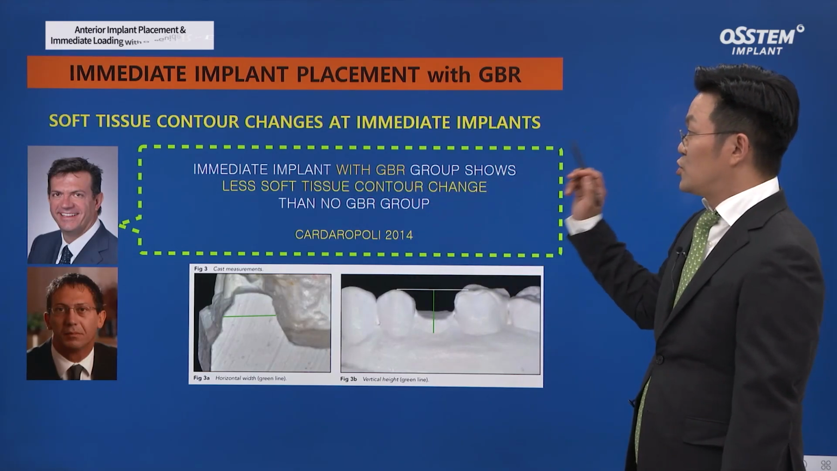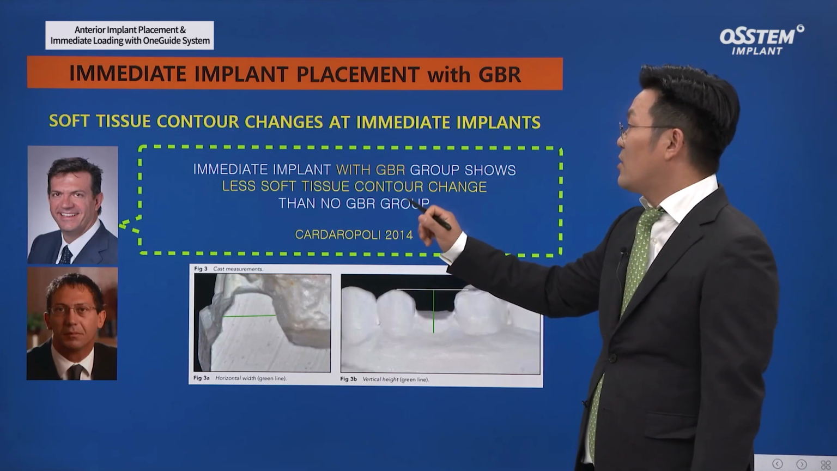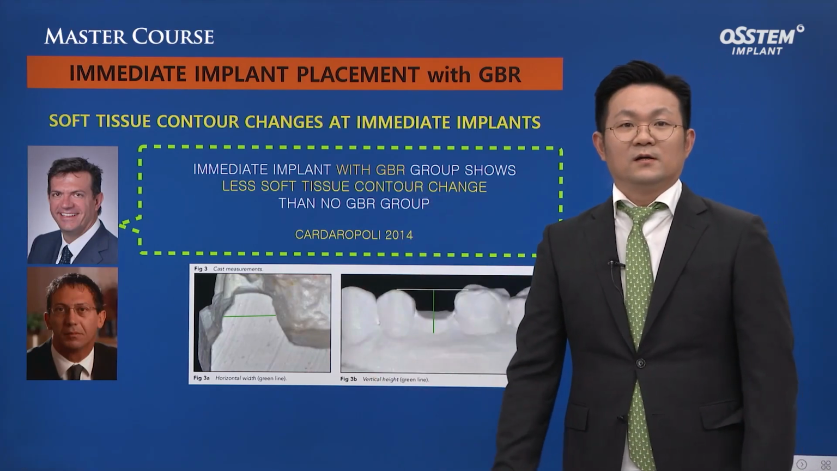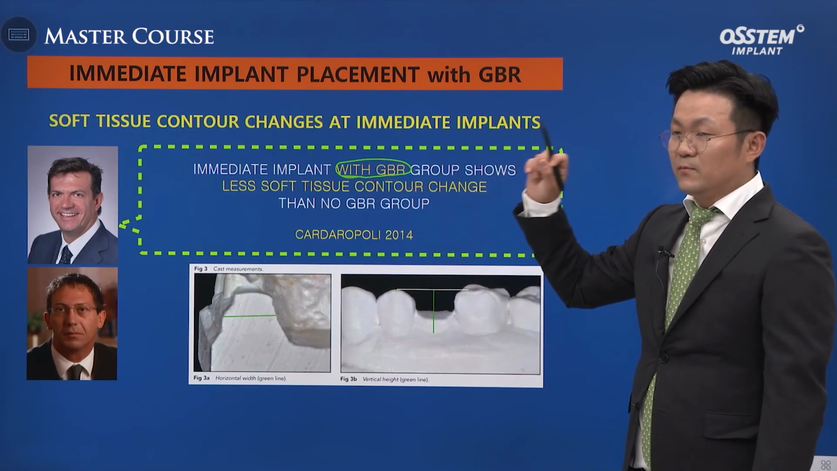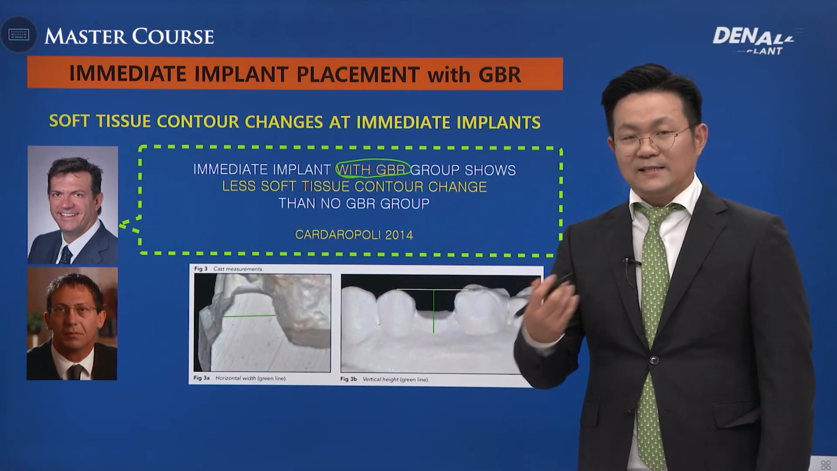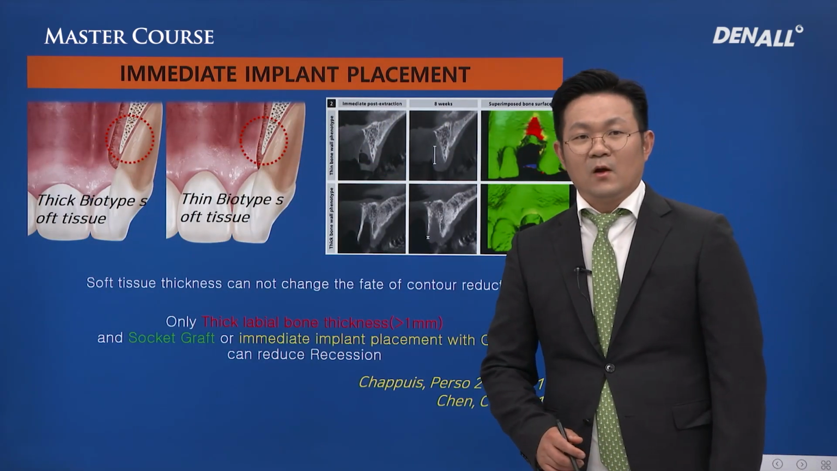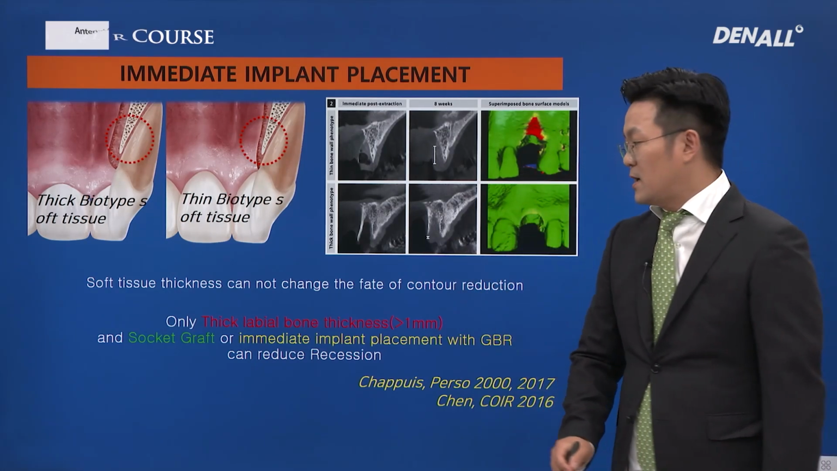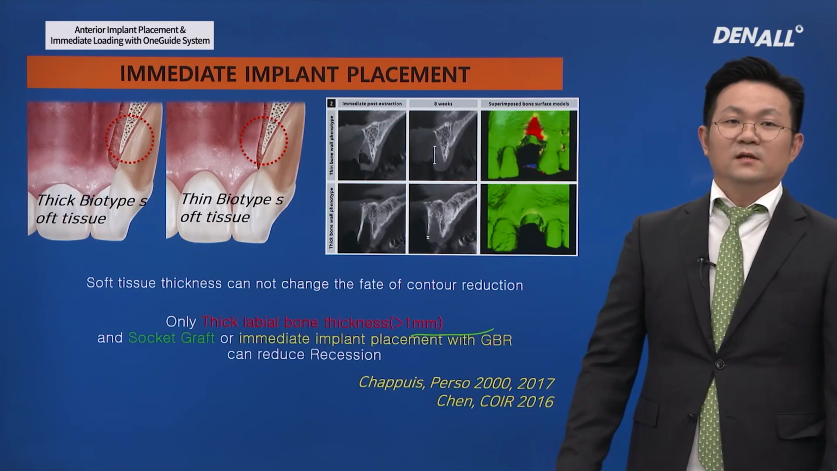In one study, they did immediate placement with GBR on one side, and on the other side without GBR. In the GBR group, they saw less soft tissue contour change. So again, doing GBR with extraction and immediate implant placement is very much necessary aesthetically and for stability. Depending on biotype and residual bone thickness, there are many different theories, but the thinner the bone, the more sufficient GBR you have to do.